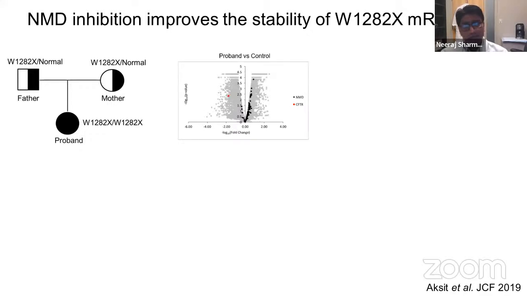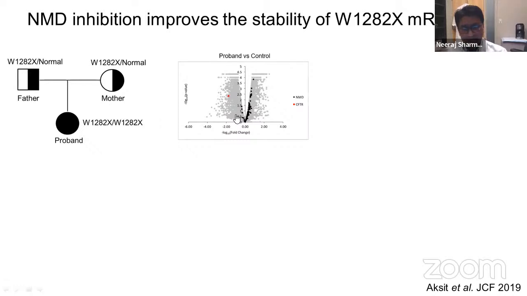So we did the RNA sequencing on this individual who was homozygous for W1282X, and the RNA sequencing compared to all the genes that are expressed. You can see here in this red dot, CFTR W1282X undergoes mRNA decay. That is why it falls on the left side of this volcano plot.